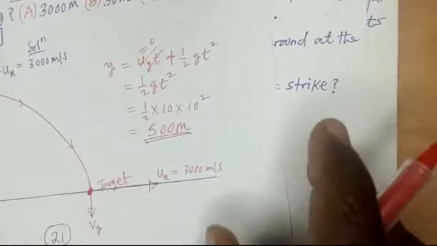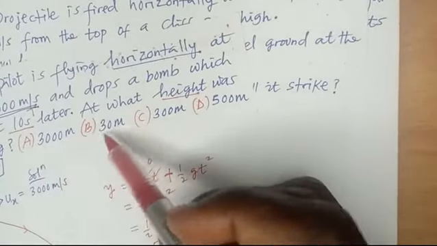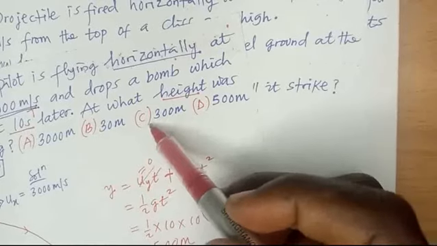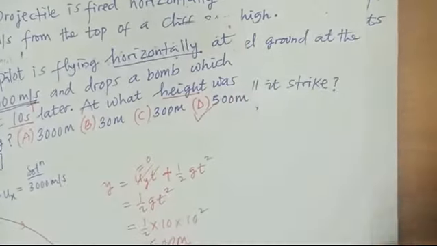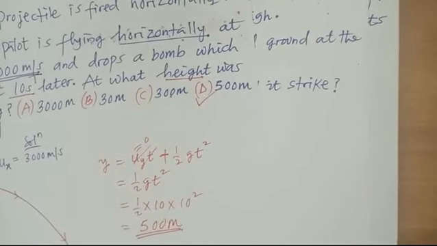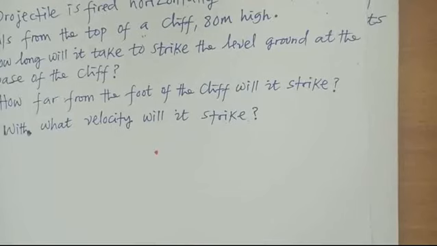Clearly, when we look at the options, A says 3,000 meters, B says 30 meters, C says 300 meters, and then this one says 500 meters. So D is the right option. D is clearly the right option.